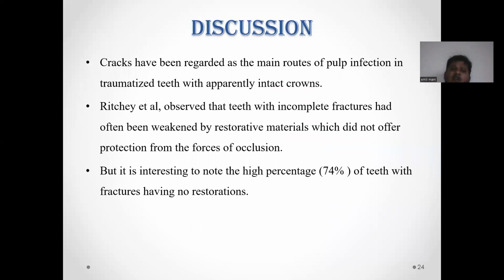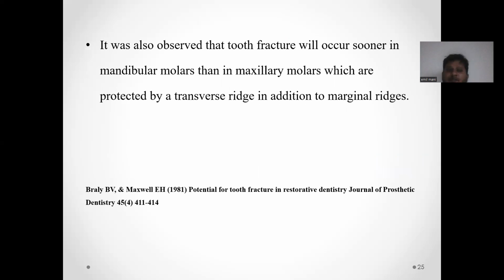Coming to the discussion, cracks have been regarded as the main route of pulpal infection in traumatized teeth with apparently intact crown. Ritchie et al. observed that teeth with incomplete fractures had often been weakened by restorative materials, which did not offer protection from the forces of occlusion. But it is interesting to note that a high percentage of teeth with fracture had no restoration. It is also observed that tooth fracture will occur sooner in mandibular molars than in maxillary molars, which are protected by transverse ridges in addition to marginal ridges.